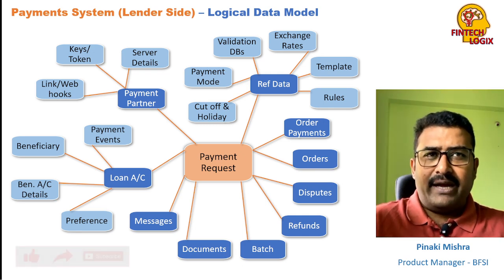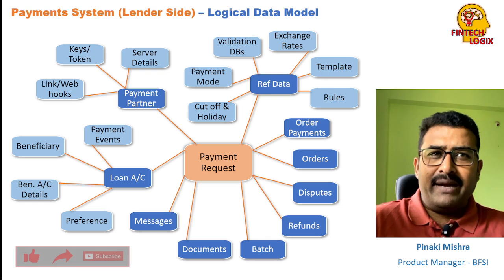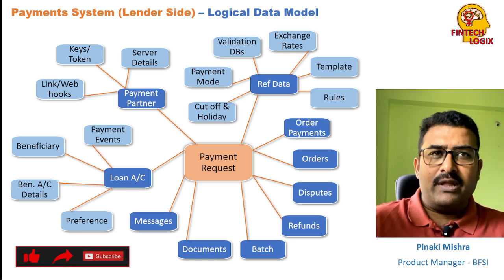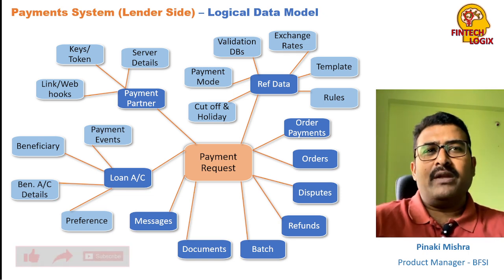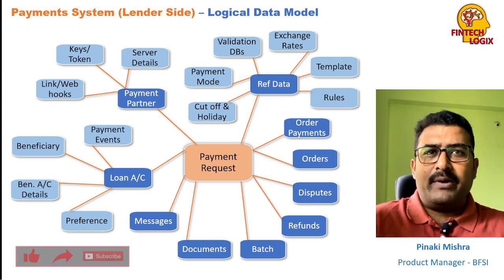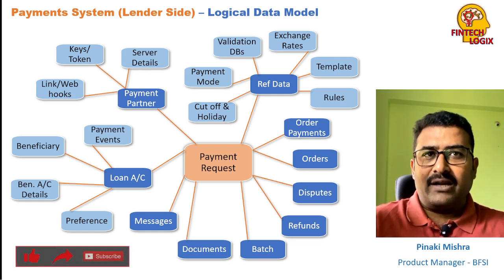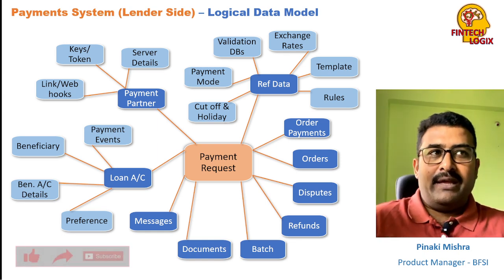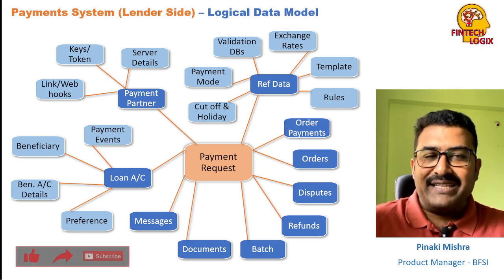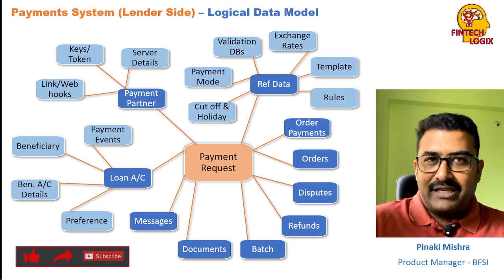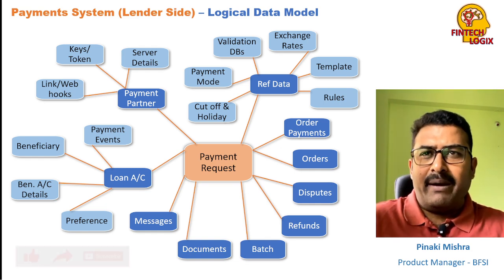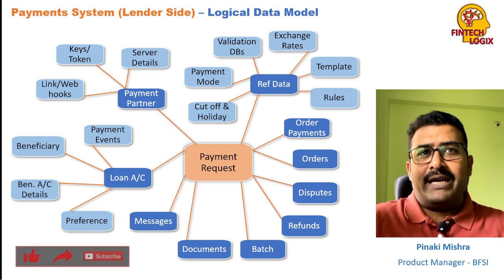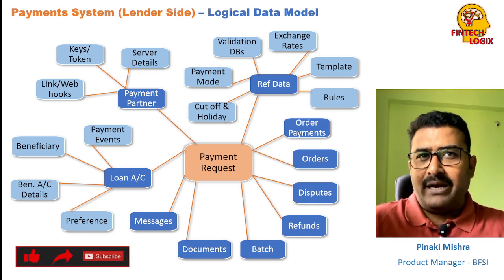This is the central file where you would put all your payment requests. Each due can have multiple requests, so you will put that as one payment request table. Now for creating this payment request table, you would need details of your loan account. From your loan account, you will have your payment events, your beneficiary details, your account details and all, and specific preferences like your payment preference, in what mode or at what time it has to be executed. That is why you would need data from the loan account. It would be related to the loan account.